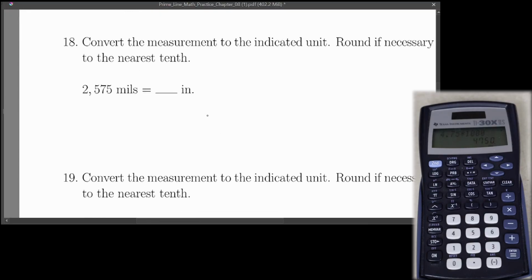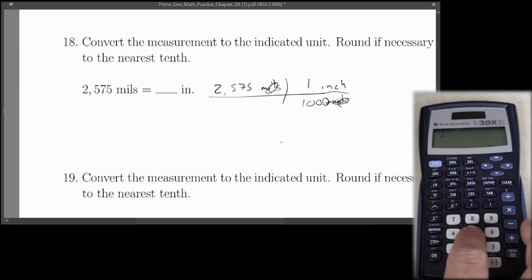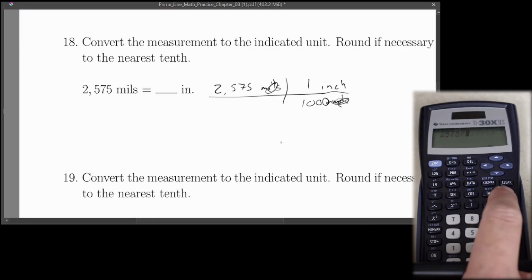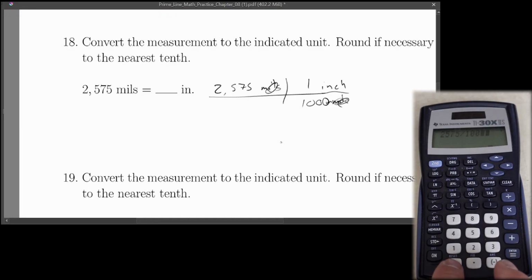Number 18, mils to inches. So we're converting 2,575 mils. 1,000 mils is 1 inch. Our mils cancel, and so we take 2,575 divided by 1,000, and we get 2.575 inches.